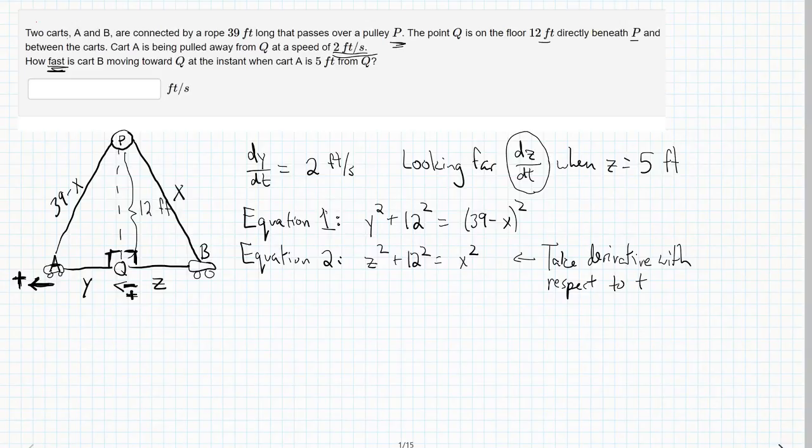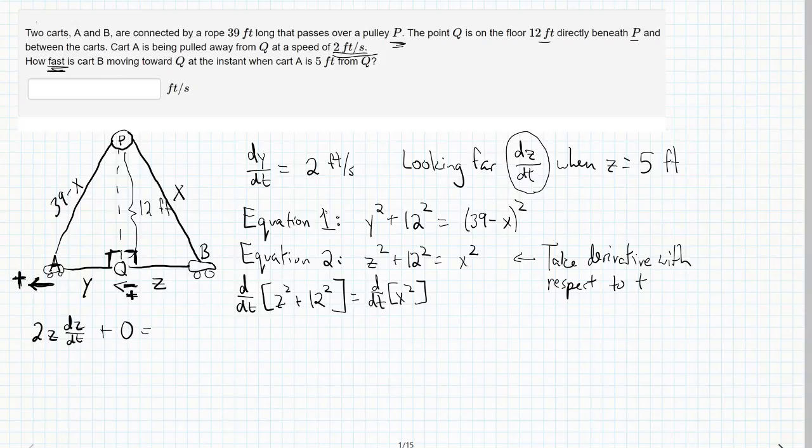Okay, so the way we can go about doing that is, well, we're going to have to use a chain rule. So you have z squared plus 12 squared. Remember, 12 is a constant, so that's going to be an easy one for us, equals derivative with respect to t of x squared. Okay, so what do we get? Well, notice that gives us 2z dz dt, because of the chain rule right there, plus 0 equals 2x dx dt.